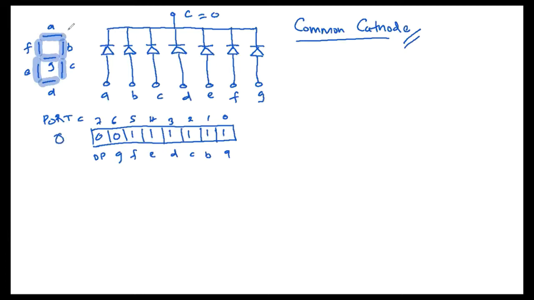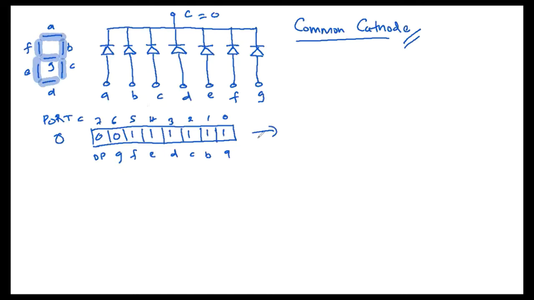So if you want to display number 0, which segments need to be high? Segments A, B, C, D, E, and F will be high, and the rest of the segments will be 0. In this case we have a decimal point as well, which will always be 0, so we are not considering the decimal point here. Now, if you want to display the number 0, then the common part of the common cathode display needs to be 0 or low, and then you need to send this combination of bits to display number 0.